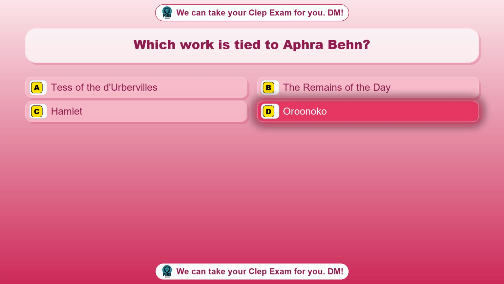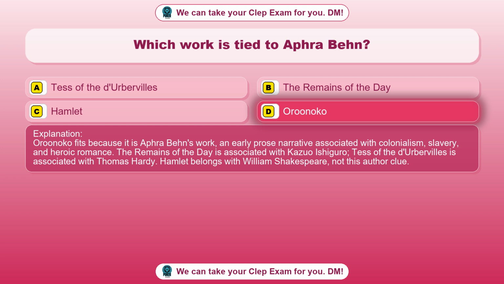Oroonoko fits because it is Aphra Behn's work, an early prose narrative associated with colonialism, slavery, and heroic romance. The Remains of the Day is associated with Kazuo Ishiguro. Tess of the D'Urbervilles is associated with Thomas Hardy. Hamlet belongs with William Shakespeare, not this author clue.